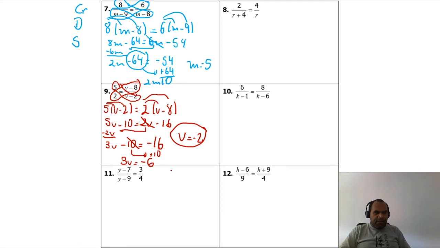Number 11. The same idea. Let's change the color again. Right now, green. 4 times y minus 7, 3 times y minus 9. The same idea. It is 3 times y minus 9 equals 4 times y minus 7. Just work on this. 3 times y, 3y's. 3 times negative 9, negative 27, equals 4 times y, 4y's. 4 times negative 7, it is negative 28. Great, that's it.